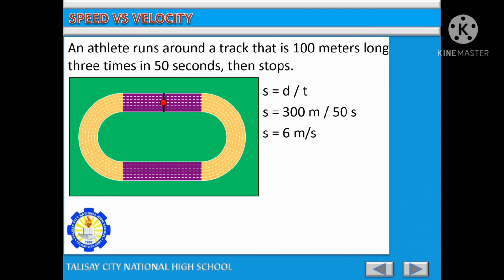But when you calculate the velocity of the athlete, velocity is displacement over time. If you notice, the initial position of the athlete on the red dot is the same as its final position. Therefore, there is no difference between initial position and the final position. Therefore, the displacement is 0. Anything multiplied or divided by 0 is 0. That's why the velocity of the athlete is 0.